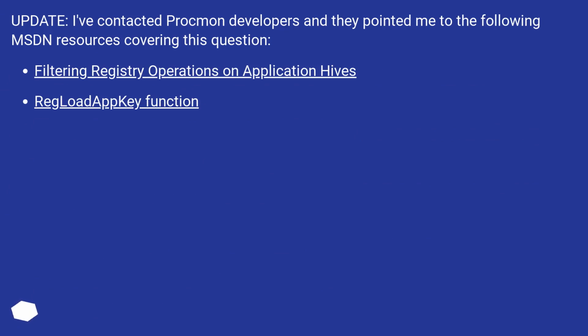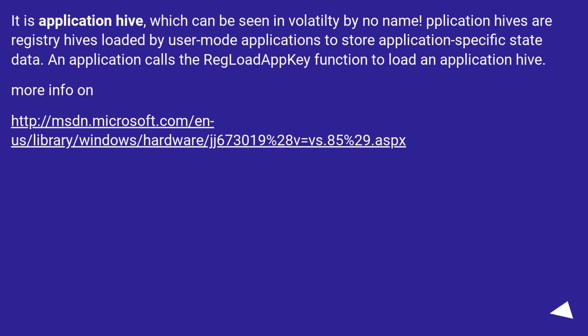Update: I've contacted the Procmon developers and they pointed me to the following MSDN resources covering this question. Filtering registry operations on application hives. RegLoadAppKey function. It is an application hive, which can be seen in Volatility by no name. Application hives are registry hives loaded by user mode applications to store application-specific state data. An application calls the RegLoadAppKey function to load an application hive. More info on this URL.